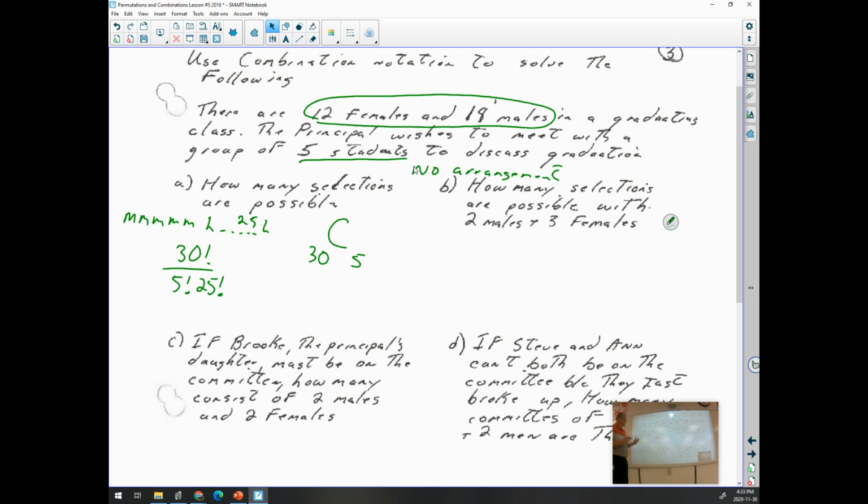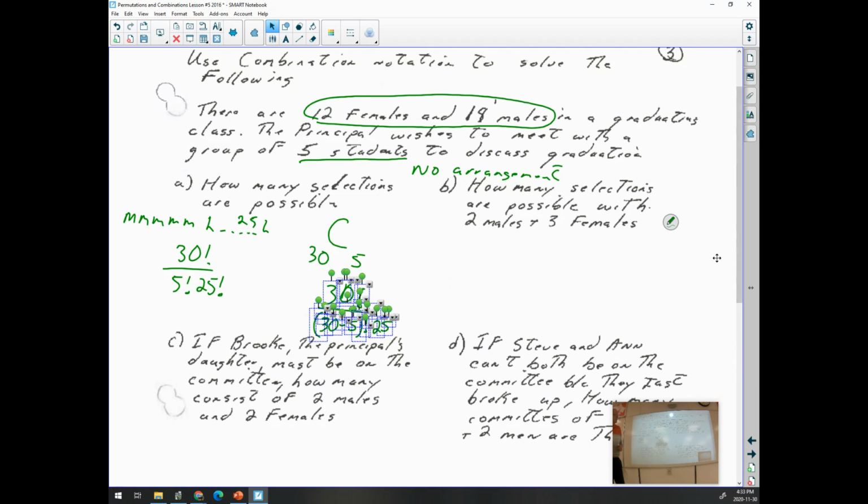Okay, why is it choose? Nowhere in this question does it mean that the first person is going to speak and then the second person will take notes. There's no real reason why we would have to arrange this. This works out to be 30 factorial over 30 minus 5 factorial and 5 factorial.